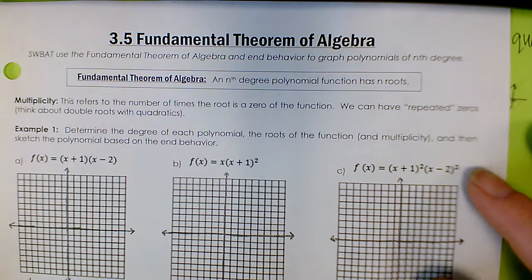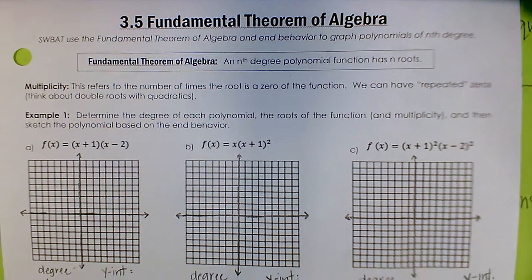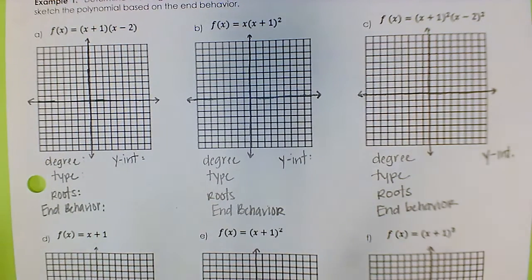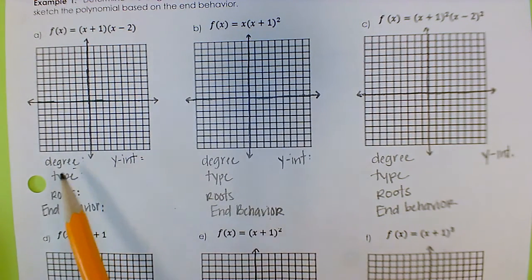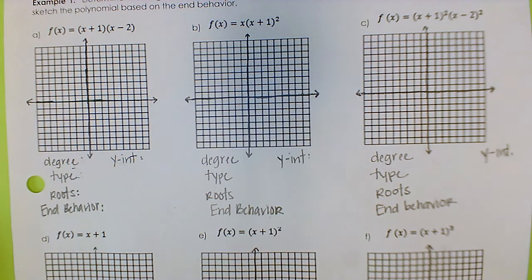So let's look here. There's a few things that we want to look at when we're going to determine the degree of each polynomial, the roots of the function, and their multiplicity, and then sketch the polynomial based on the end behavior. So first of all, we want to look at the degree, which is the highest exponent. The type of function: is it quadratic, is it quartic, is it cubic, is it linear? Roots, which is how many solutions it's going to have. And then your end behavior we've been talking about, and your y-intercept. This will kind of tell us what we need to graph it appropriately.